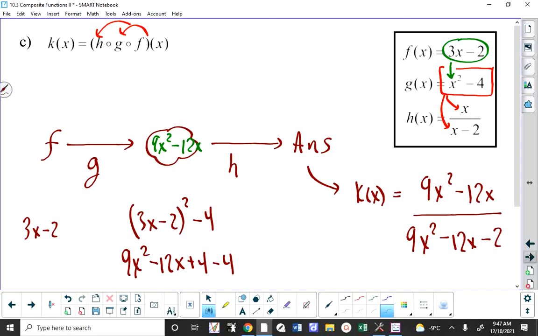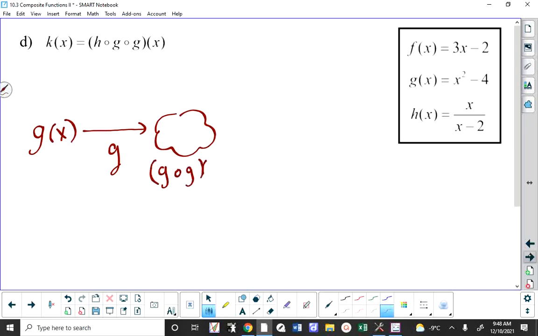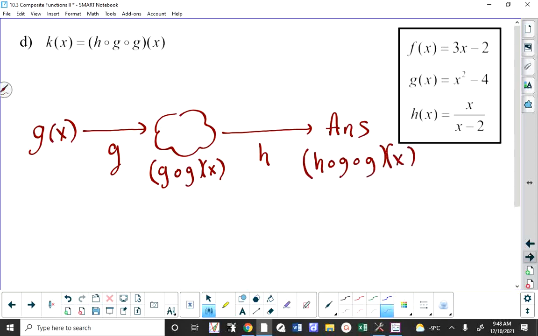Questions with C? All right, one last one. H of g of x, which means g of x goes through g. So this that you're getting out here, this is g of x, and then that's going to go through h, and whatever you get for an answer will be h of g of x.